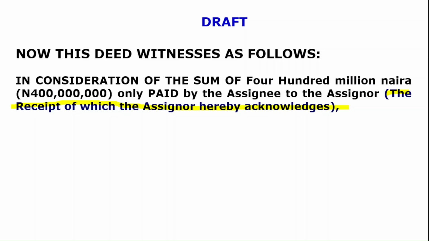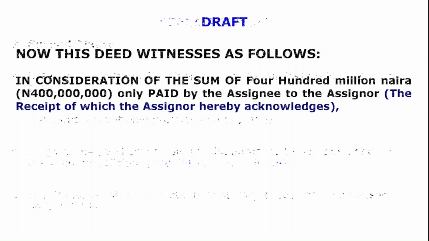And also, since this is written this way, the issuance of a separate receipt might be unnecessary, right? So, you take note of how to draft the receipt clause: the receipt of which the assignor hereby acknowledges. So, this is how to draft the receipt clause. You can take note of that. You see side by side the consideration clause.